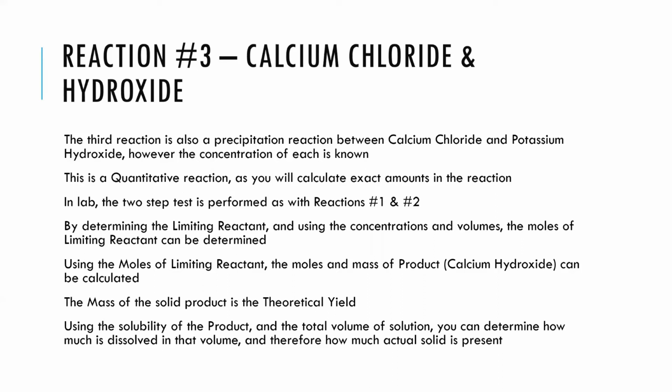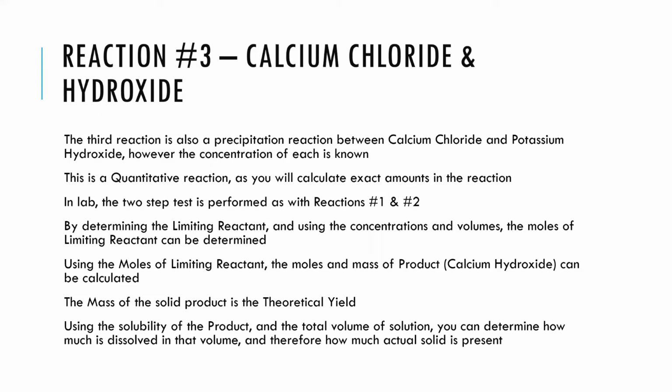From the moles of limiting reactant and the stoichiometric ratio of the balanced chemical equation, you can determine how many moles of product that is generated, and that would be the theoretical yield. The mass of that product would be the theoretical yield of the reaction, the maximum amount of solid that could be produced. But as mentioned, these solids only exist as solid because of the solubility.